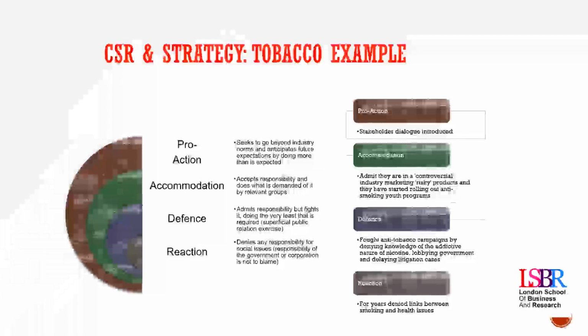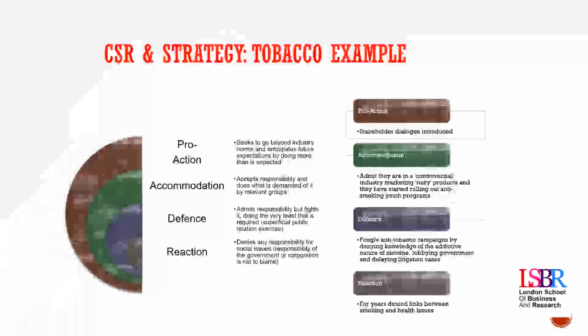As time went on, they moved into what's called the accommodation mode. Here is when they admit that they're in a controversial industry, and they're making and marketing products that can be seen as risky. And what they did was start rolling out anti-smoking youth programs. So they accepted that they were perhaps responsible for the issues people were facing with ill health. They deemed that they would want to help out certain groups, focusing firstly on youth programs to try and prevent the younger generation from considering smoking. So that was the accommodating phase.